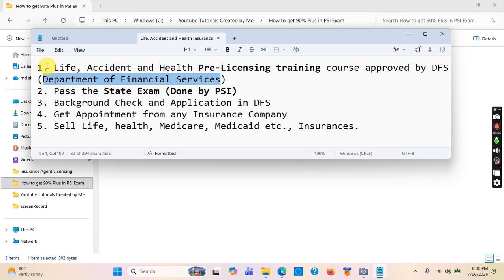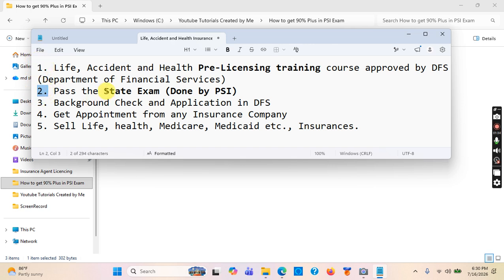To get that license, there are 5 steps. The first step is to complete pre-licensing training. For the life, accident, and health insurance agent license, the first step is to complete a pre-licensing training course from any DFS approved school. DFS means Department of Financial Services. Any school that provides a pre-licensing training course, this course has to be completed. That is the first step.